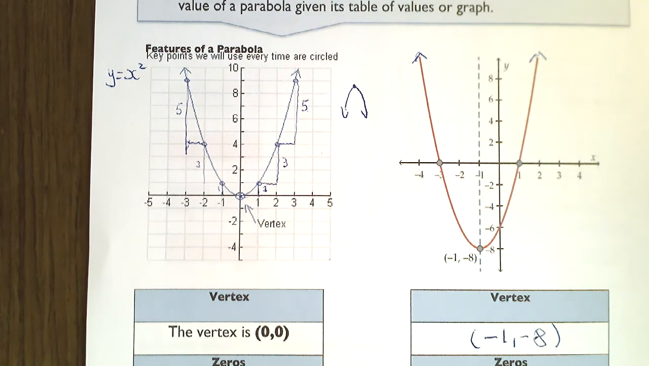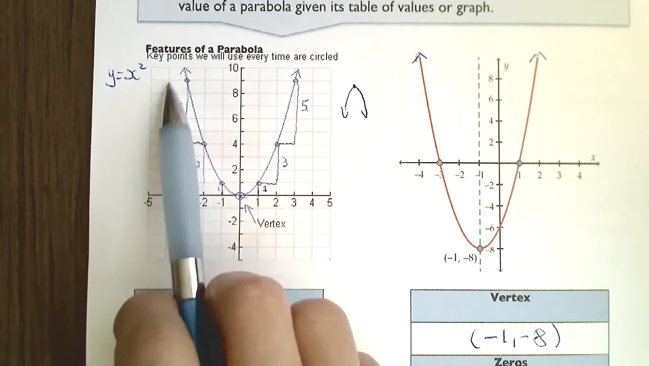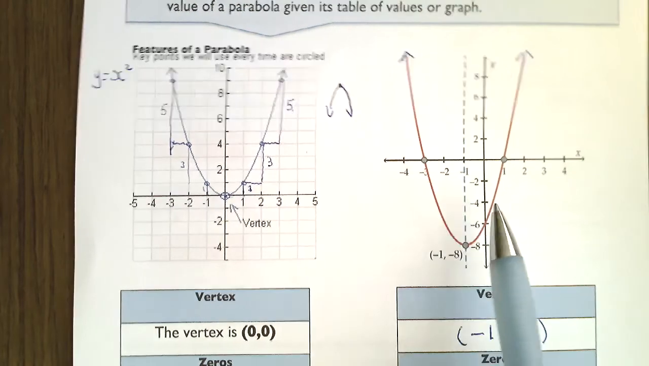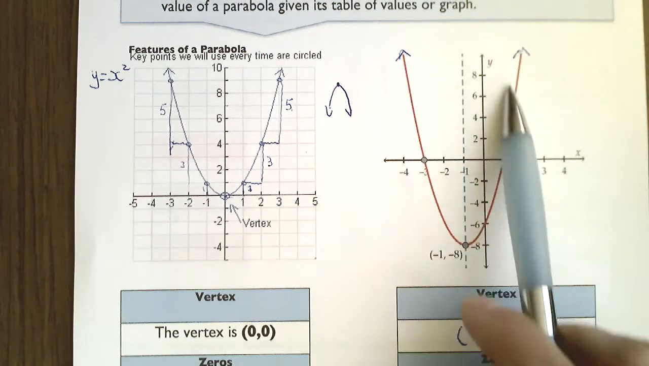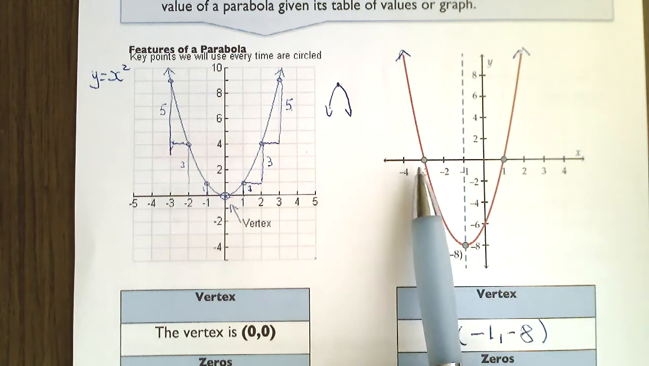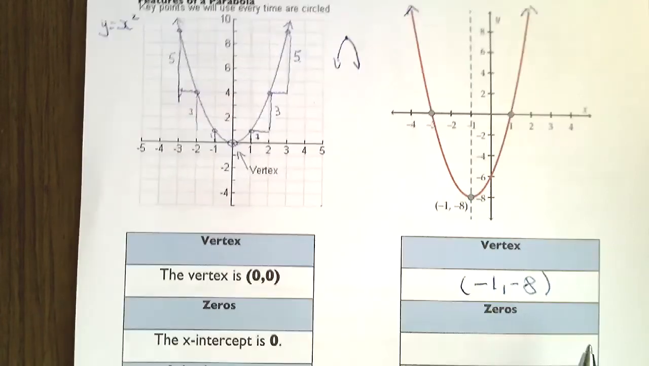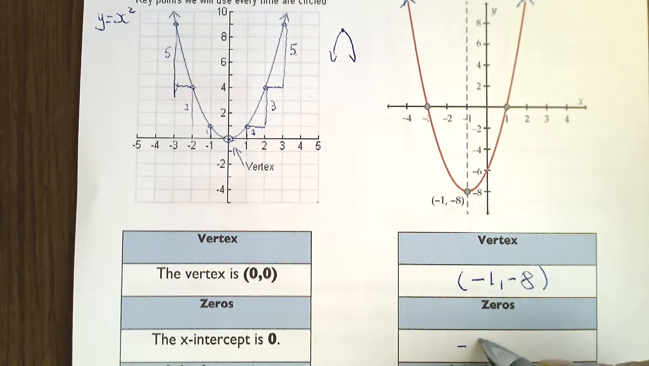Now, the other key feature are the zeros. What are zeros? The zeros are actually just the x-intercepts, which are x values for which y is equal to 0. So over here, there's only one x-intercept, and that x-intercept is 0 when y is equal to 0. In this parabola, the parabola crosses the x-axis in two spots, at this point and at this point. So it has two x-intercepts, two zeros, and those zeros are -3 and 1.